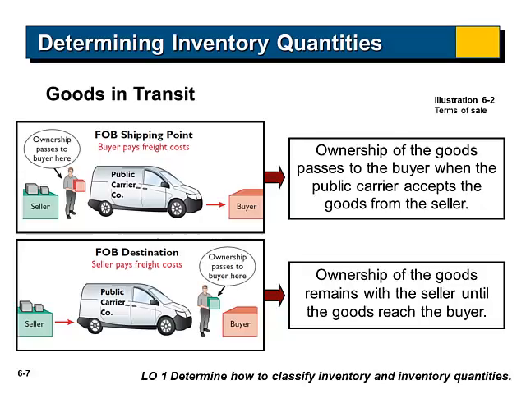FOB destination, on the other hand, is when the ownership of the goods remains with the seller until the goods reach the buyer. So the actual ownership passes to the buyer when it shows up at the buyer's front door. So in transit, when it's on a public carrier, the seller still owns the goods. So Coca-Cola would still own the goods until it reached UTD, and then UTD would take ownership and record them in their inventory at that point.